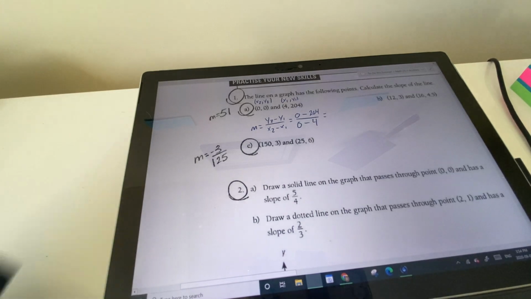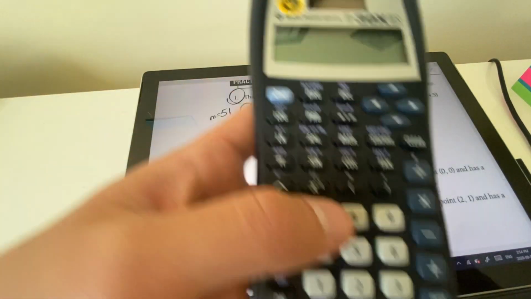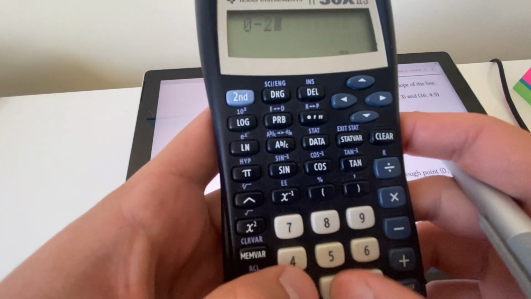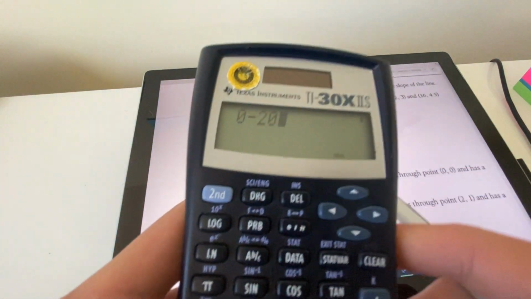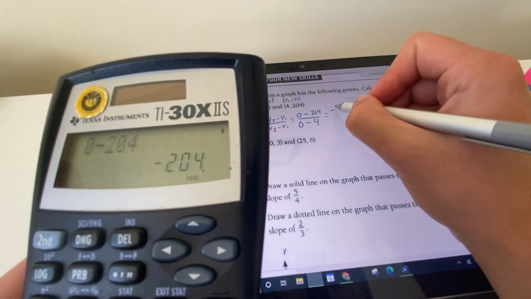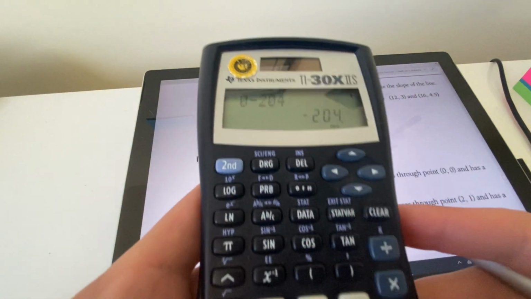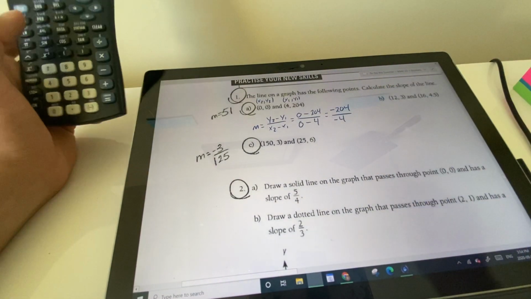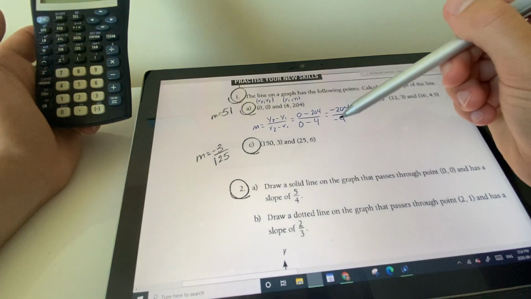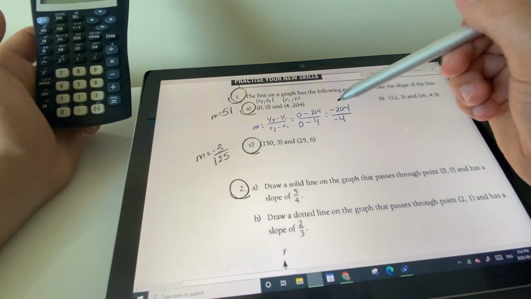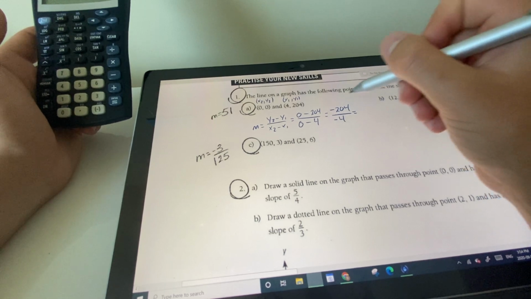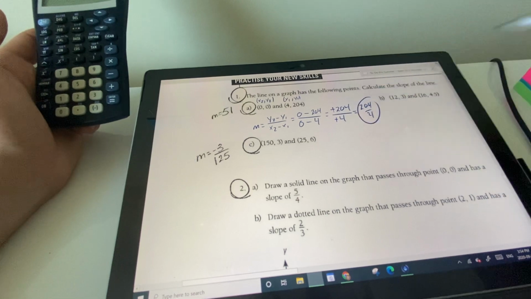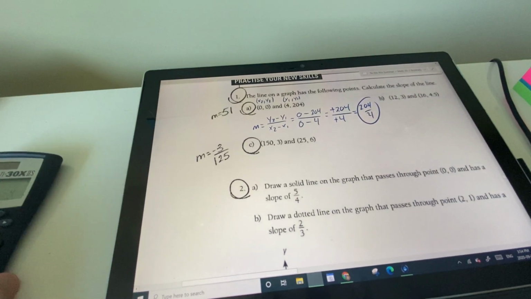Use your calculator, guys. So 0 minus 204 gives me negative 204 over 0 minus 4, which gives me negative 4. Now look, you have a negative dividing a negative. A negative dividing a negative leaves a positive. So these cancel each other out. So this is 204/4. So you have a positive slope there.